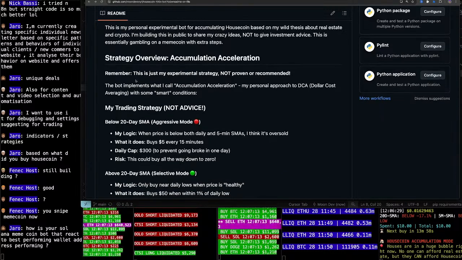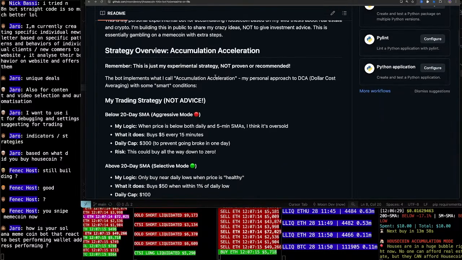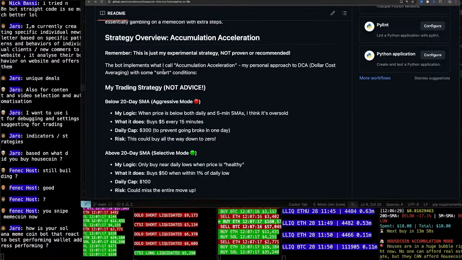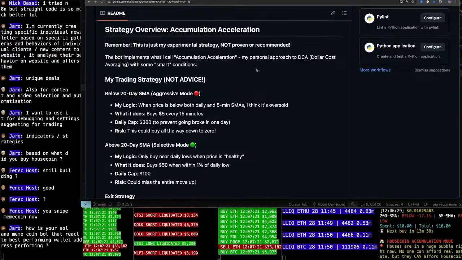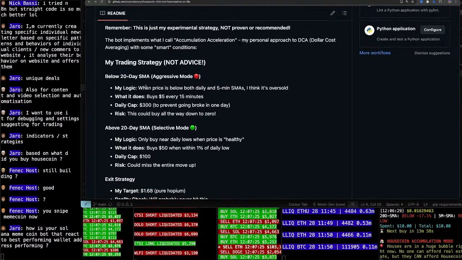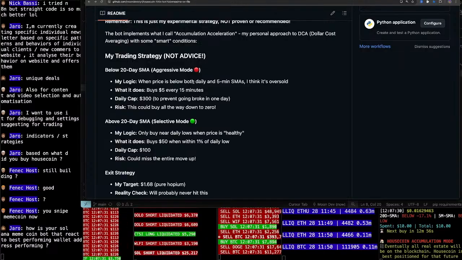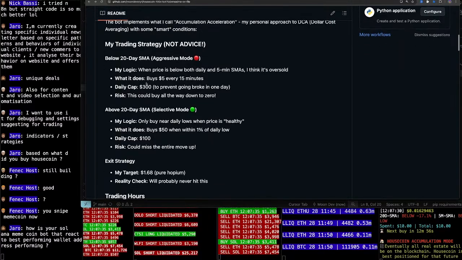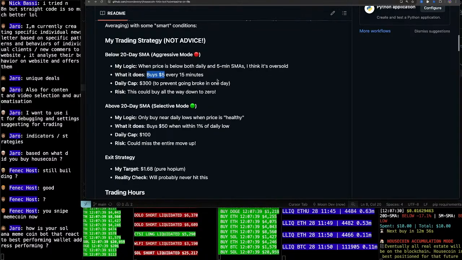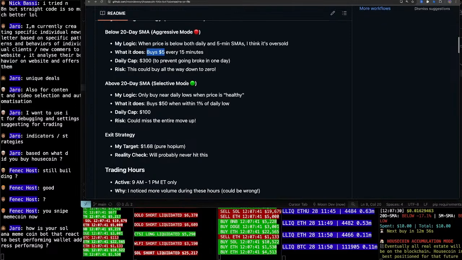Strategy overview, accumulation acceleration. Remember, this is my experimental strategy, not proven or recommended. The bot implements what I call accumulation acceleration, my personal approach to DCA, dollar cost averaging, with some smart conditions. My trading strategy, below the 20-day SMA, aggressive mode. My logic: when price is below both the daily and 5-minute SMAs, I think it's oversold. What it does: it buys $5 every 15 minutes, daily cap.